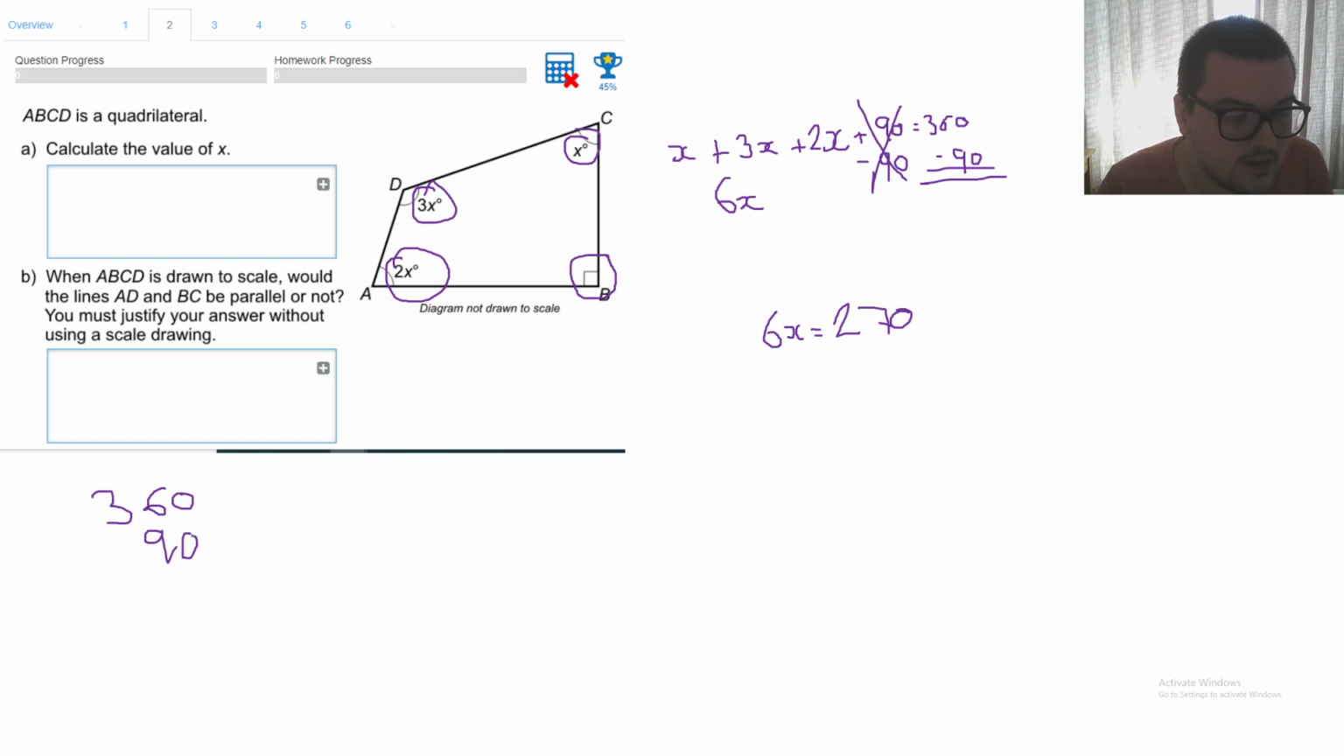360 minus 90. 0 minus 0 is 0. 6 minus 9 we can't do. We borrow 1 off the 3. 16 minus 9, that's 7. And then 2 minus 0 is 2. So we get our 270.